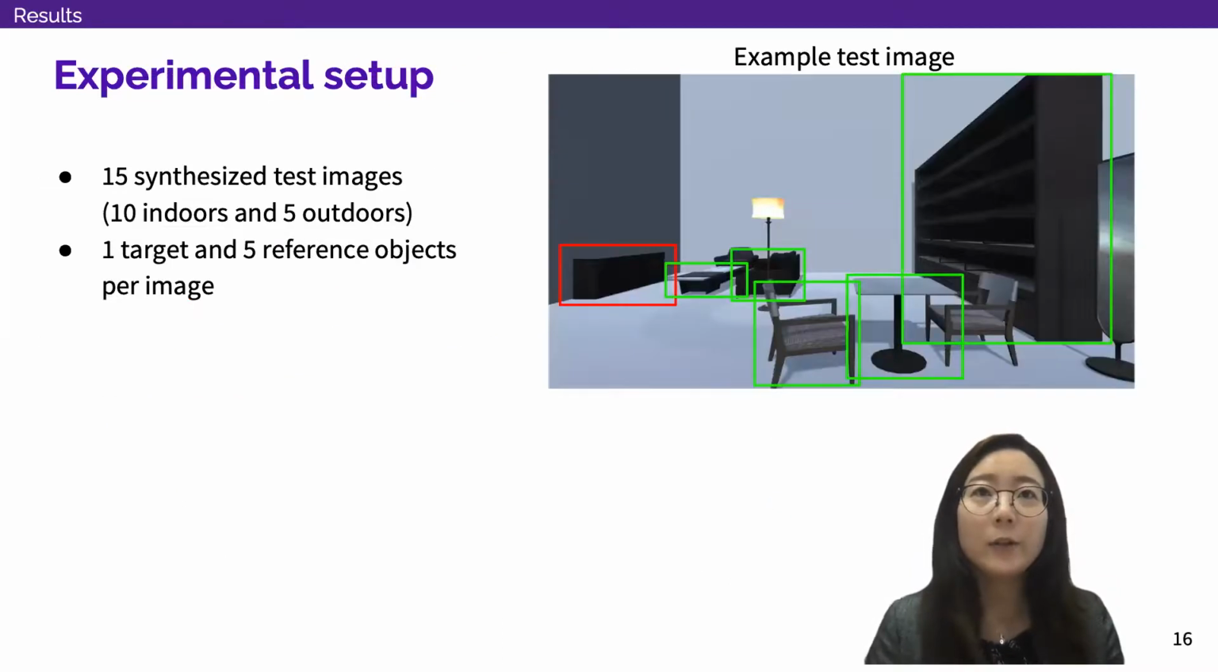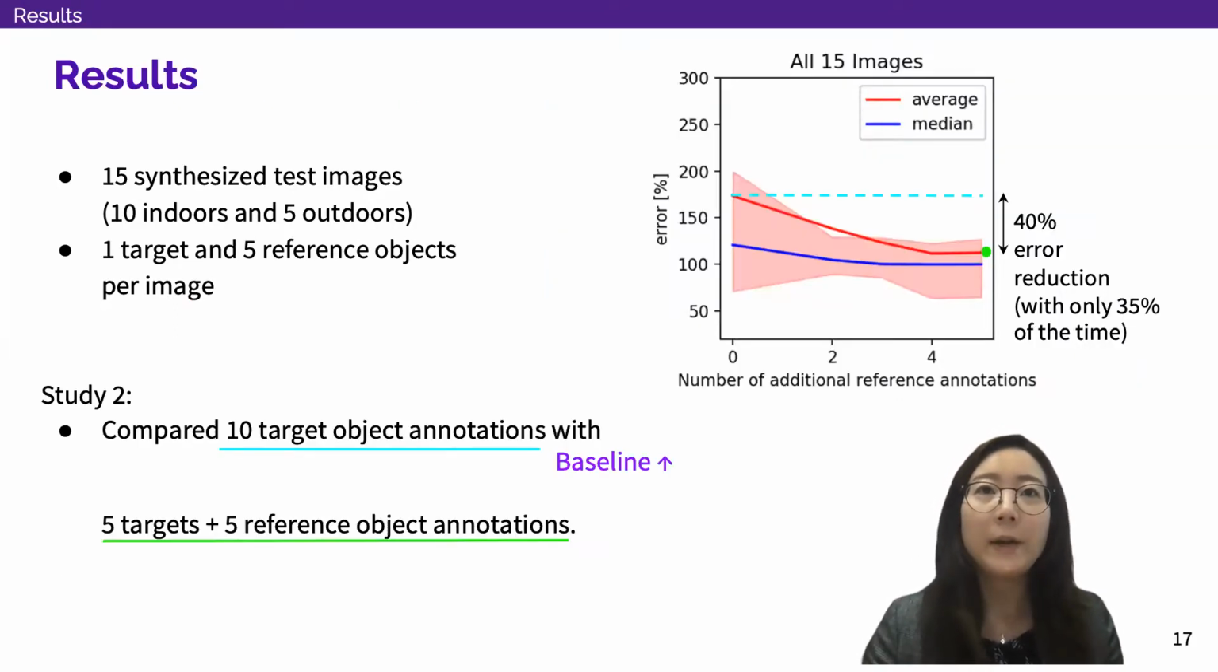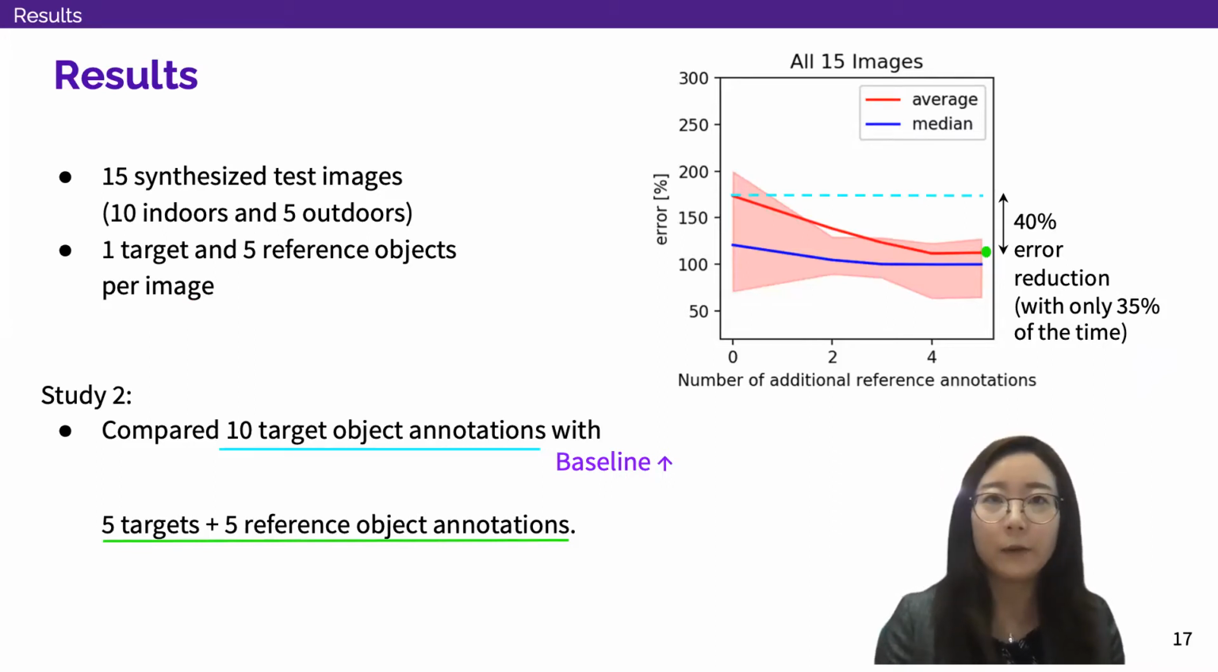Next, we ran an actual study with the full end-to-end pipeline, recruiting MTurk crowd workers. We prepared 15 synthesized test images, like the one in the slide, and asked the workers to annotate the target object and the reference object. We compared the results of collecting 10 total annotations, where the baseline had annotations from only the target object, and the proposed method had them from both the target object and the reference object.